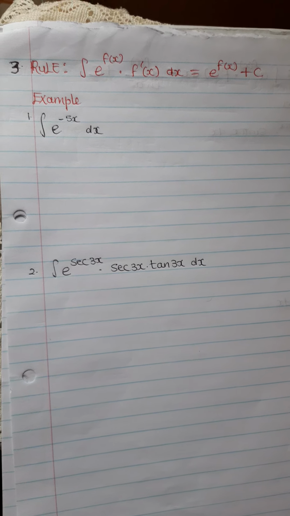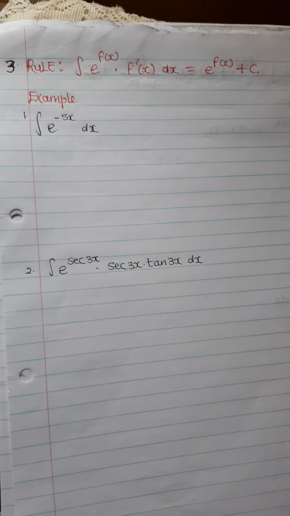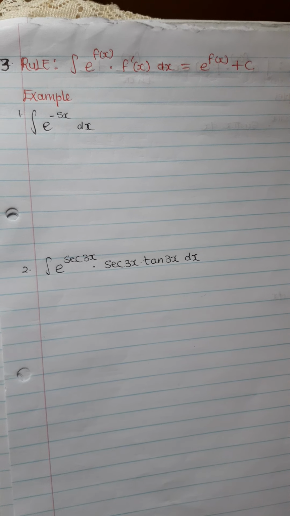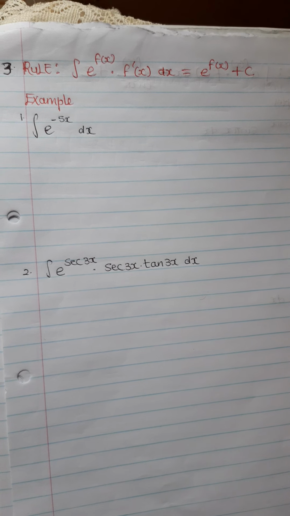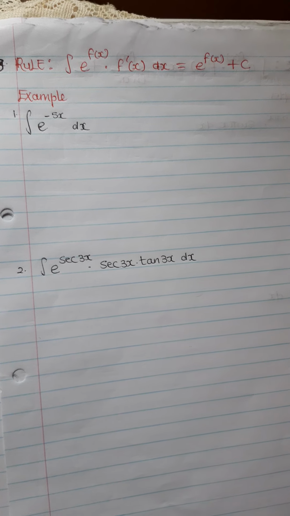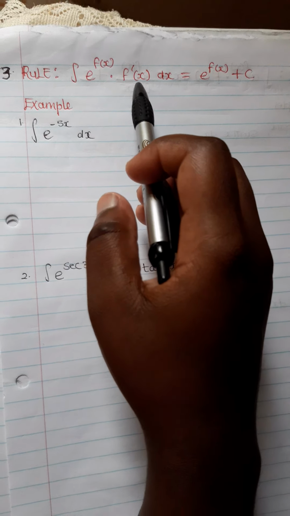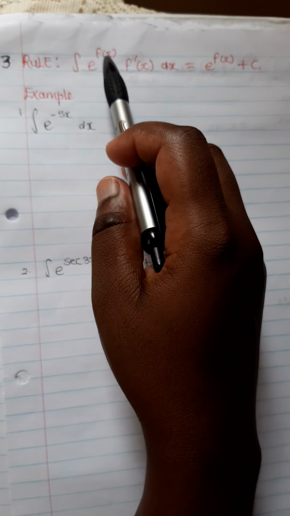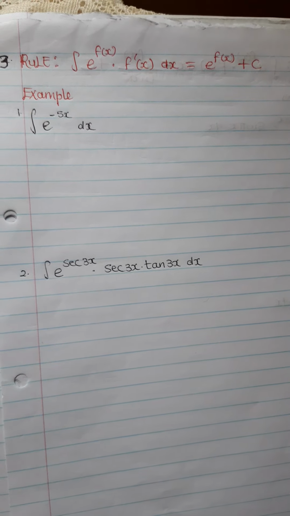Okay, this is a continuation of integration by inspection. This is the third rule. It says that the integral of e to the power f of x times f prime x dx is equal to e to the power f of x plus c. Meaning that in order for you to apply this rule, this here must be the derivative of whatever is the power of e. Okay, now let's look at the first example.